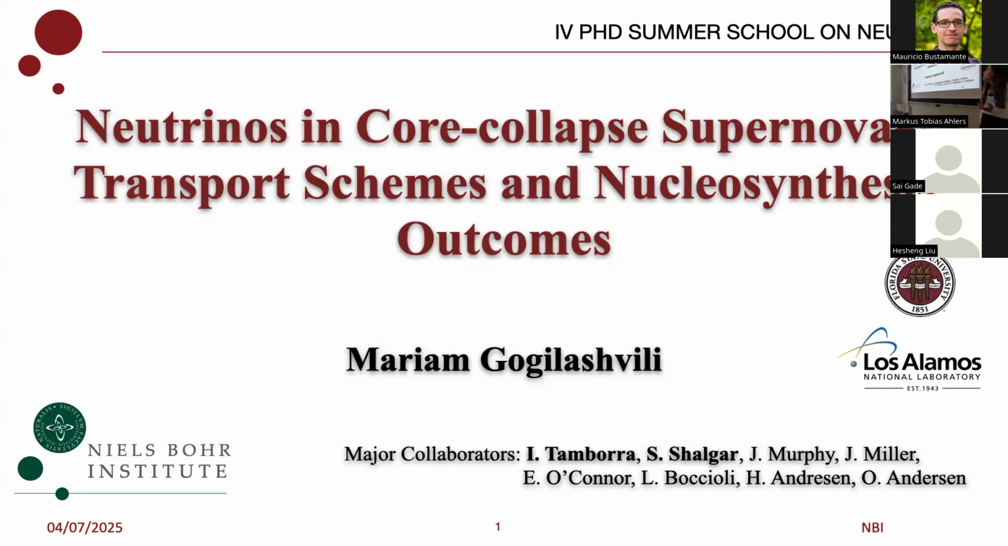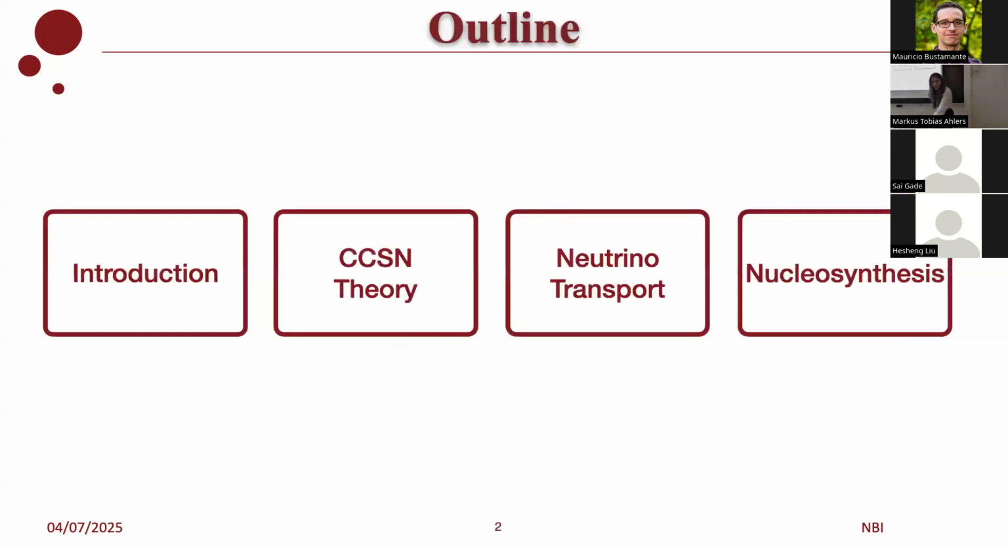I will continue talking about neutrinos in the context of core collapse supernovae, but today I will be mostly focusing on how we model neutrino transport in core collapse supernova simulations and how different choices of interactions and/or transport schemes affect nucleosynthesis yields.